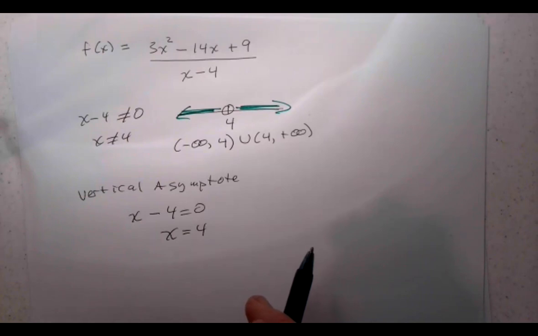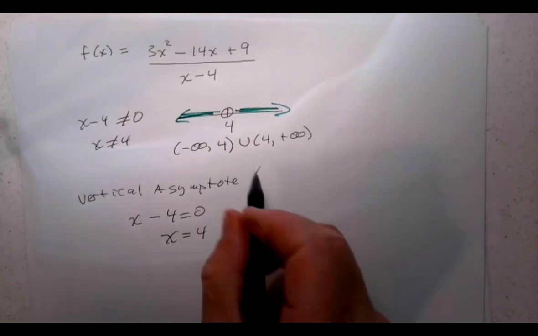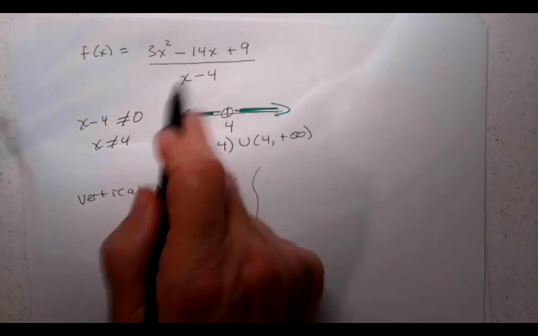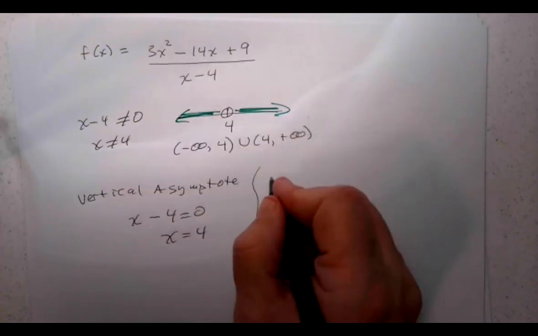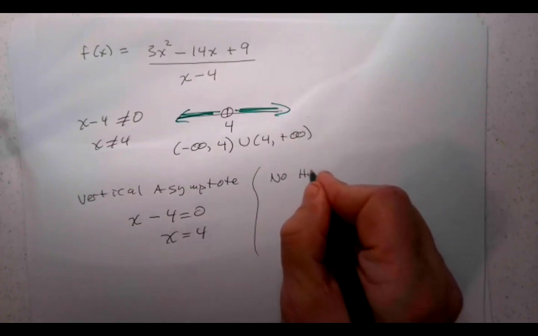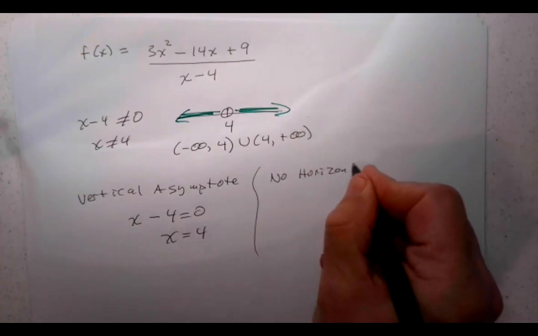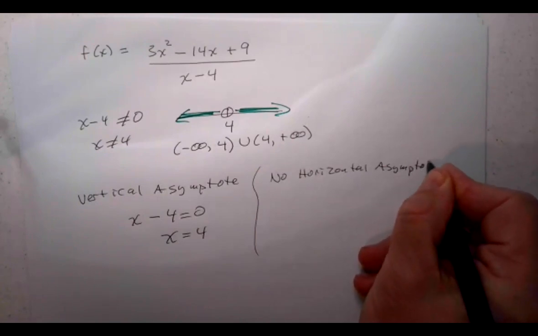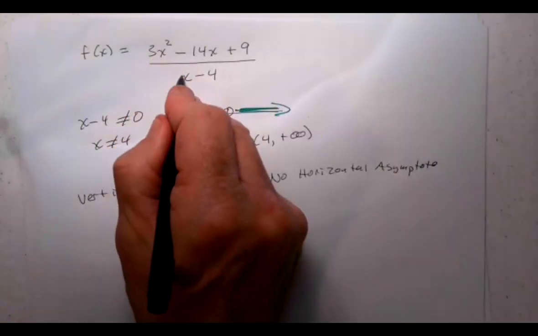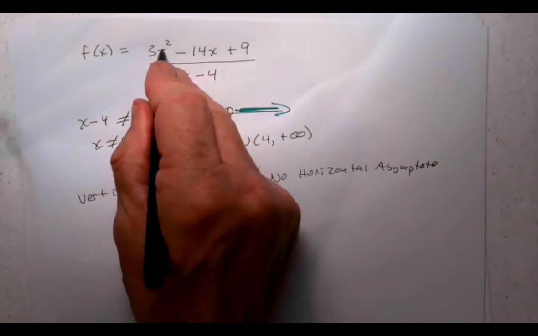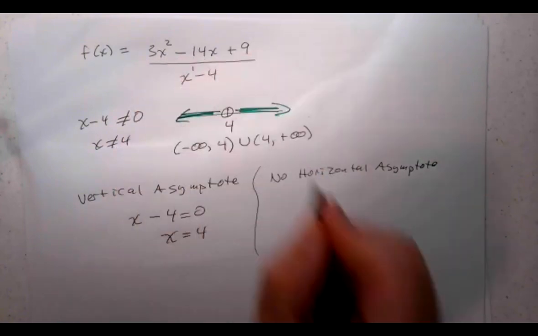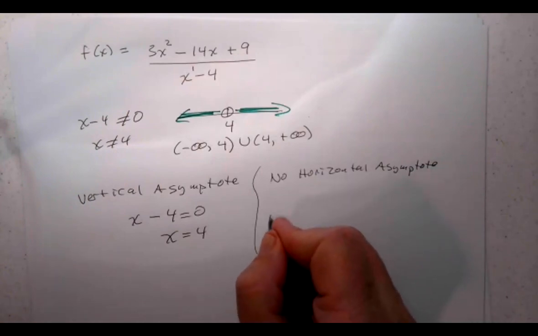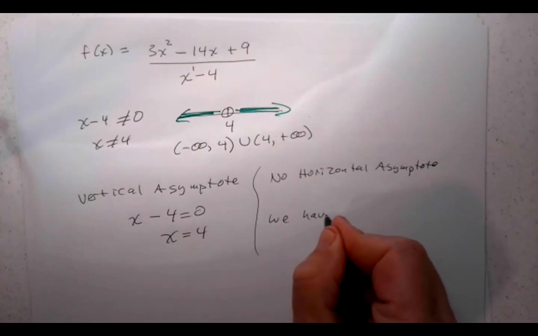Horizontal asymptote, well, that only happens if they have the same degree top and bottom, which they don't, or if the bottom has a degree that's bigger than the top, which it isn't. So no horizontal asymptote. Look at the top. The top has degree 2, the bottom has degree 1. But that is 1 more, right? The top has a degree of 1 more than the bottom. So when that happens, we do have a slant or oblique asymptote.